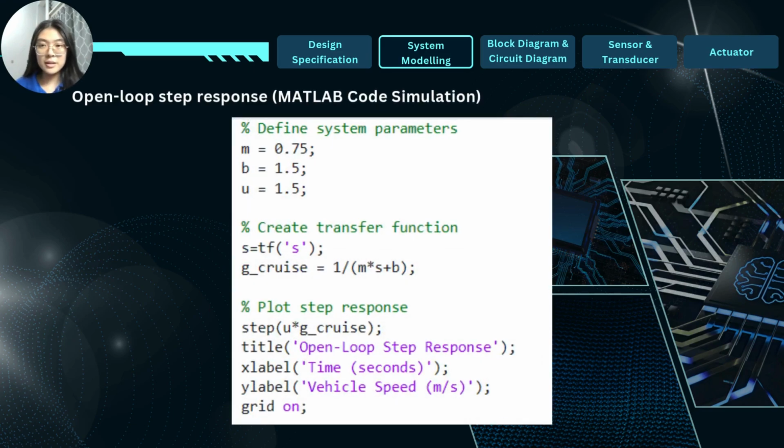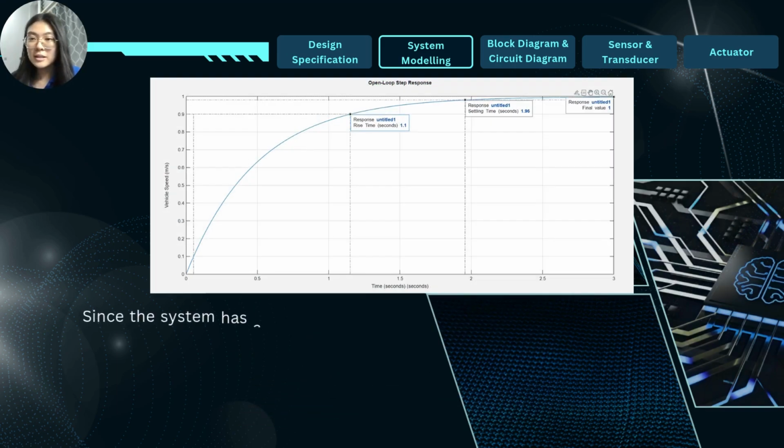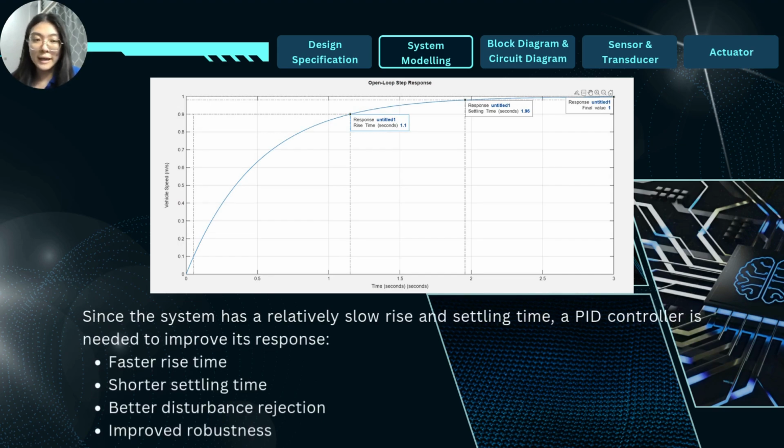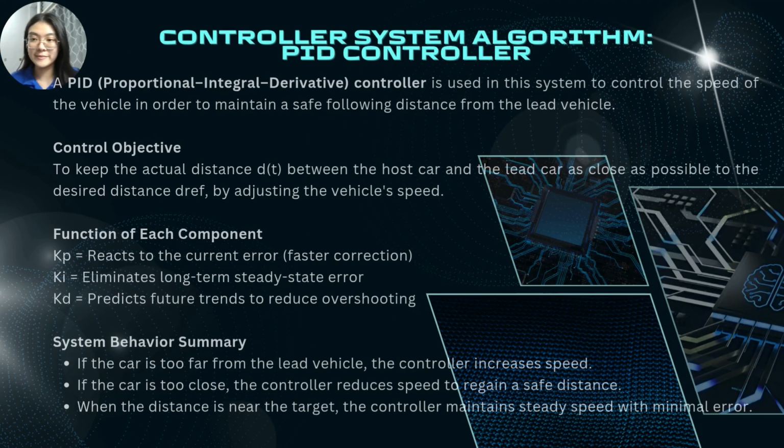After that, we simulate the open-loop step response in MATLAB, and here is the MATLAB code for simulation with mass equal to 0.75, damping or friction equal to 1.5, and the force equal to 1.5. Here is the open-loop step response. However, this open-loop response was not ideal. The system had a slow rise time, slow settling time, and was not robust against disturbance. So, we need to design a PID controller to improve system performance.